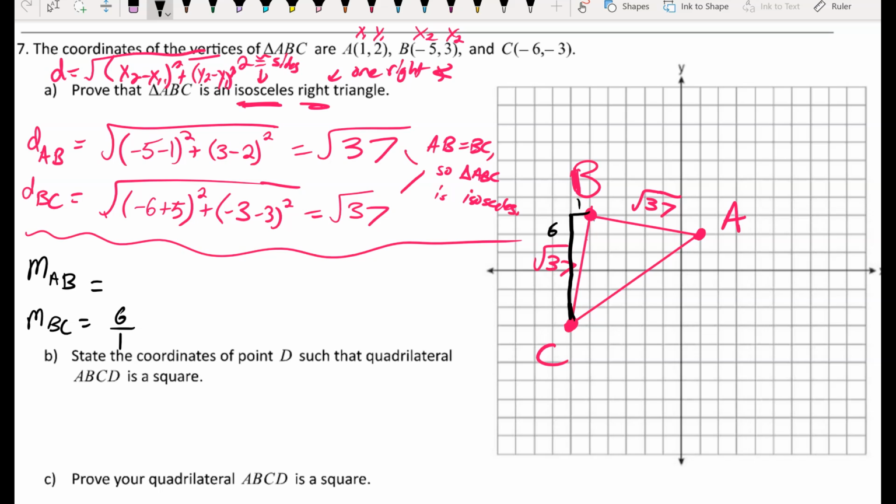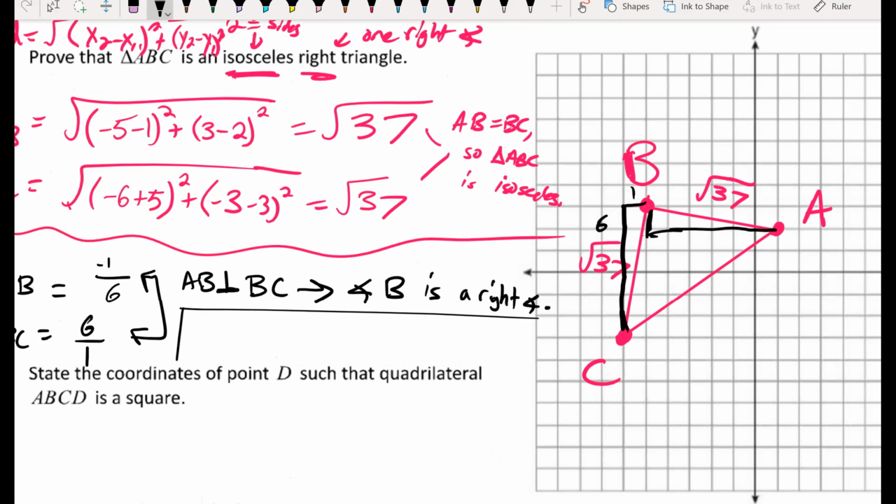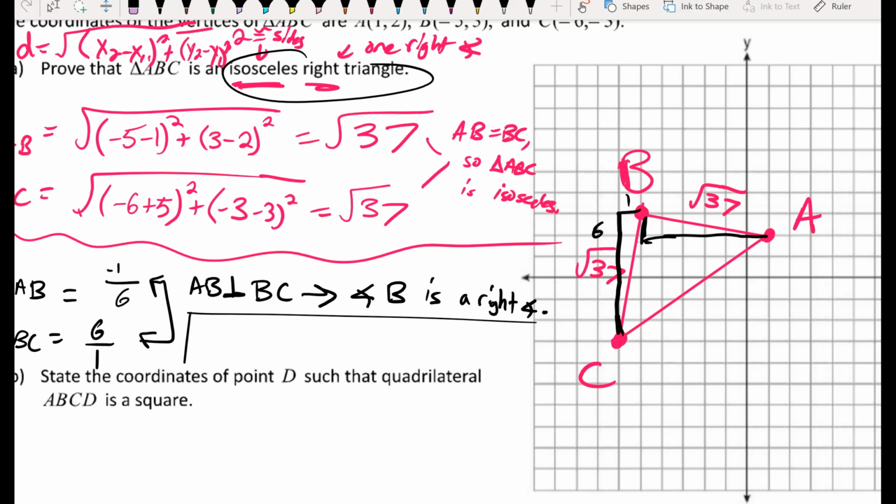And to get from B to A, I'd have to go down 1, so that's my change in y, and I'd have to go right 6, if I count carefully. So notice that these slopes are negative reciprocals. If their slopes are negative reciprocals, that would mean that my segments are perpendicular. And if my segments are perpendicular, that means that angle B is a right angle because perpendicular lines form congruent right angles. So as a final statement here, I'm running out of room a little bit, but I wanted to prove that it's an isosceles right triangle.